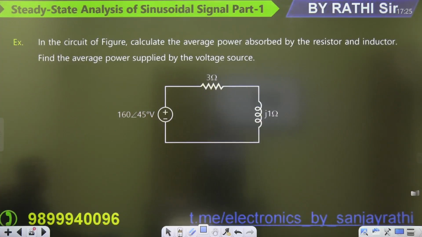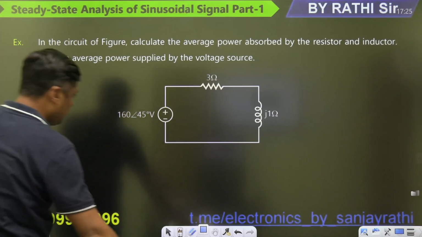For example, in this question, tell me what is the impedance? In the circuit of the figure, calculate the average power absorbed by the resistor and inductor and find the average power supplied by the voltage source. Inductor will not absorb the power, it will store the energy. That's why the average power absorbed by the inductor is directly, we can say, 0. Now in that case, tell me, what is the impedance? Impedance is positive.